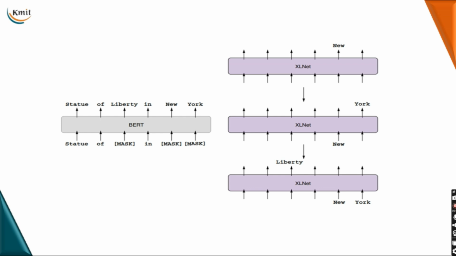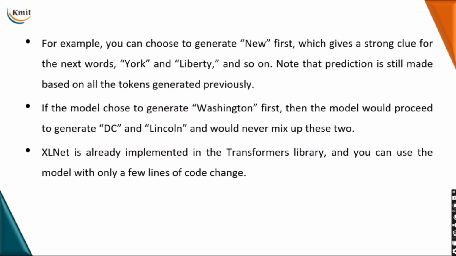XLNet was also developed by Google Brain in collaboration with some other universities. It is also a transformer-based model, but it outperforms BERT. As you can see in the example, you can choose to generate New first, which gives a strong clue for the next word, that is New York or Liberty and so on.